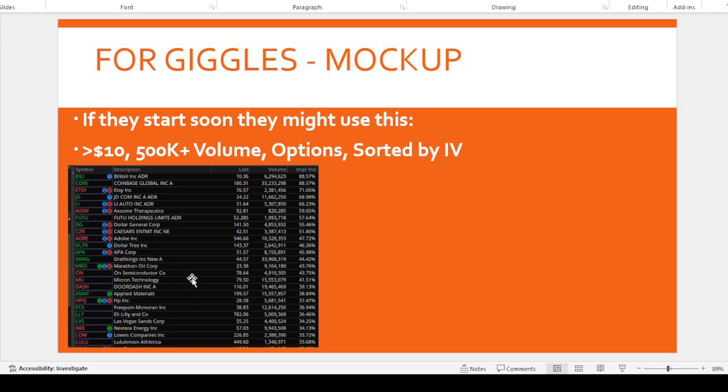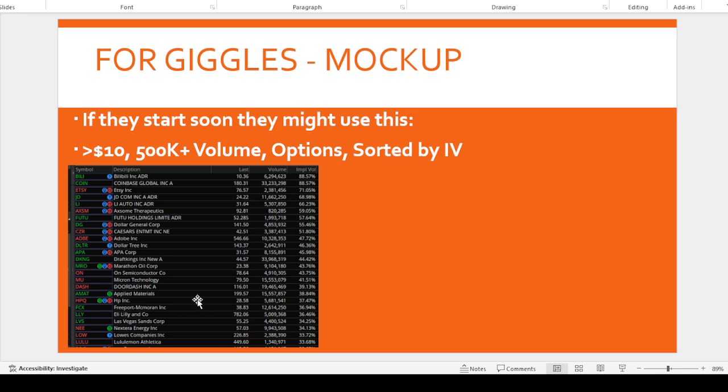And then you have On Semiconductor, and then Micron Technology, more tech plays. DoorDash could be an interesting one for a short-term play. Applied Materials, same thing. Tech, so I don't know how many tech stocks they would want.